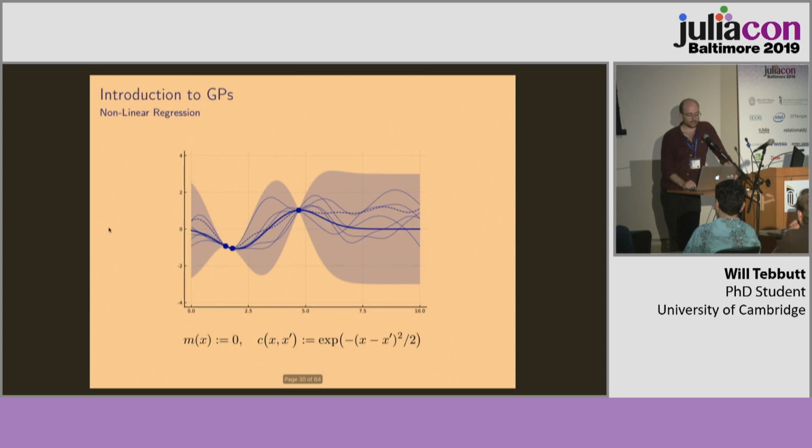And the common thing to do is to plot the mean of these and the plus or minus 3 standard deviations. So you've got some kind of idea of the mean of the posterior distribution over functions and your uncertainty about the function at any point given these observations.